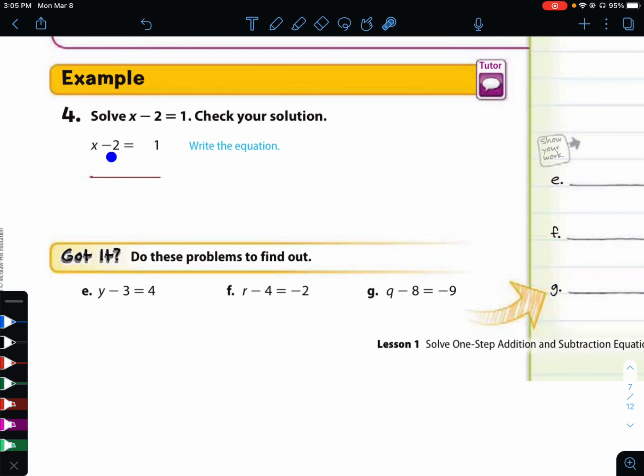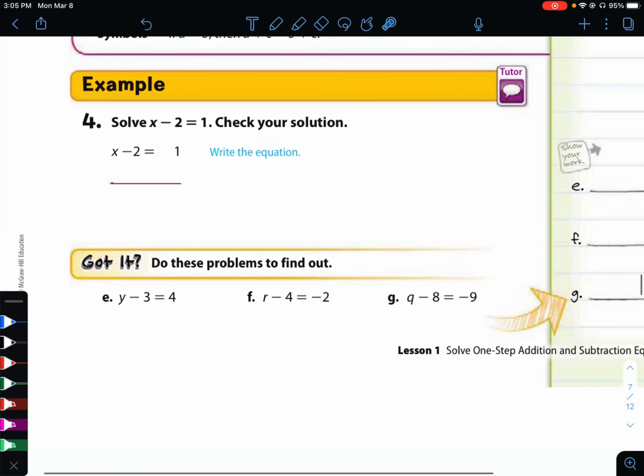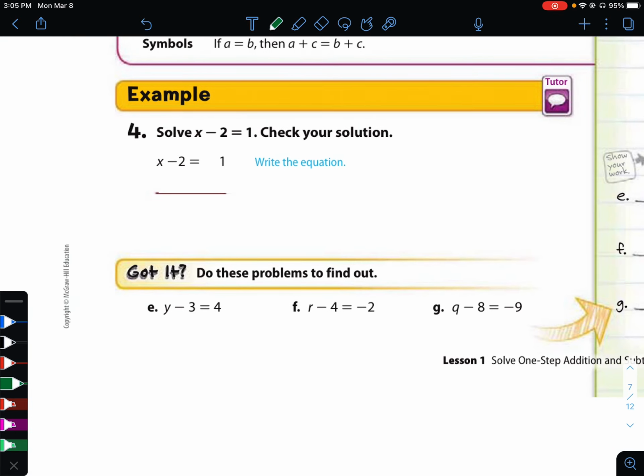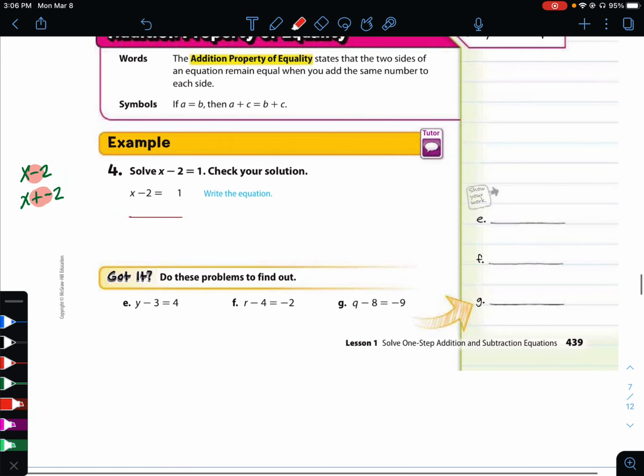You notice it's x minus 2 now. Remember, we talked about this in the past. When we say x minus 2, it is the same as x plus negative 2. So therefore, we need to undo negative 2. Remember this, the definition of subtraction is what you're seeing here. So for us to undo subtraction, we need to do the inverse operation, which is addition. That's why we're using the addition property of equality.